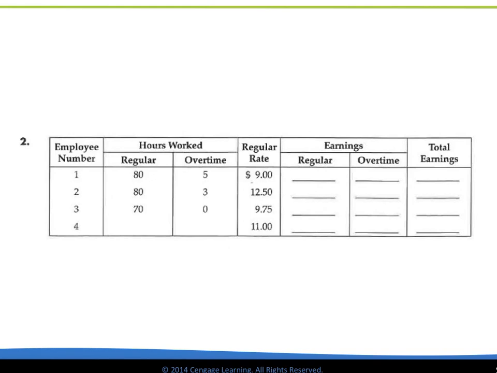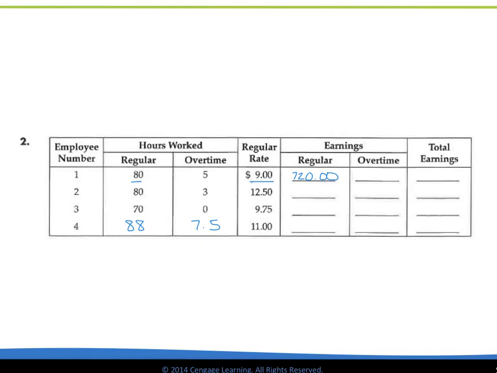Okay, so we just came up with the hours for Miss Webster, who is employee number 4. She had 88 regular hours and 7.5 overtime. Okay. Now to find my earnings, I'm going to take the regular rate of pay and multiply it by the hours worked. So to figure out my regular hours, I'm going to take the 80 and multiply it by the $9 an hour. Okay, so that's going to give me $720 for my regular rate.